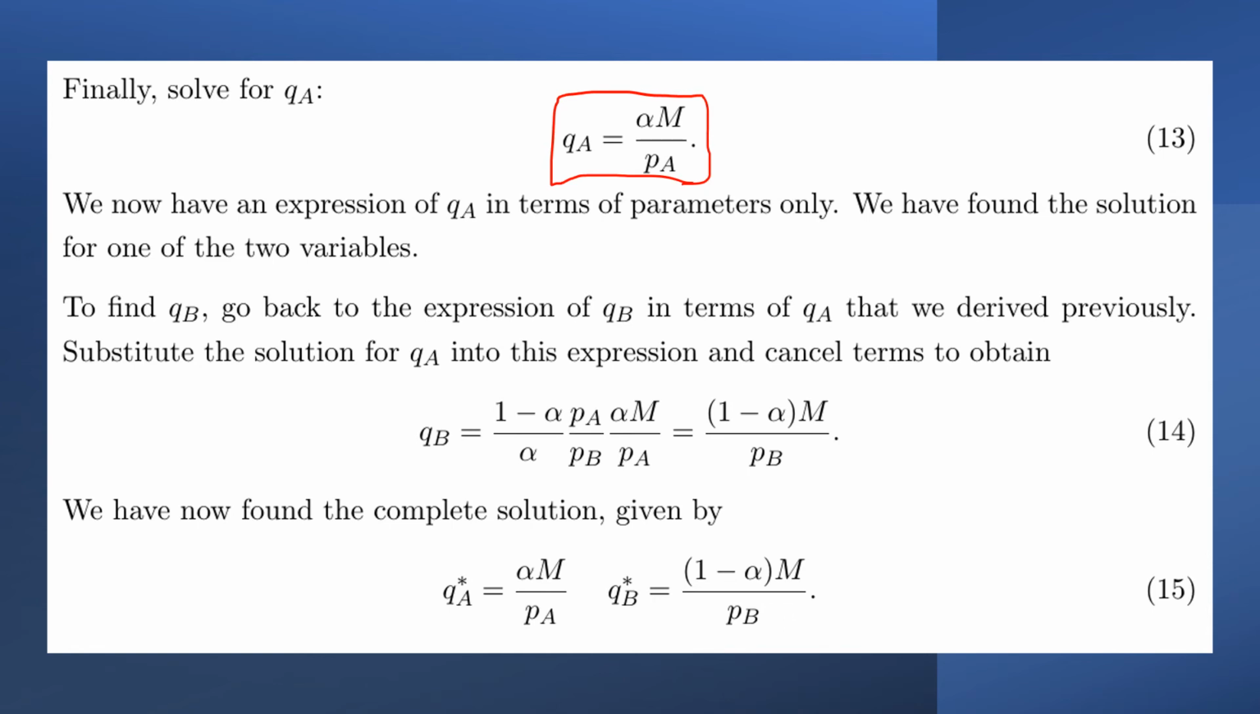To find the second variable, QB, we recall the first order condition in terms of QA, and we substitute this expression into that. That's what I've done down here. This is QB, and here we have QA substituted into the expression. And we see immediately that we can cancel out PA and alpha, giving us this expression on the right-hand side. So we have found the solution. We have QA star and QB star.